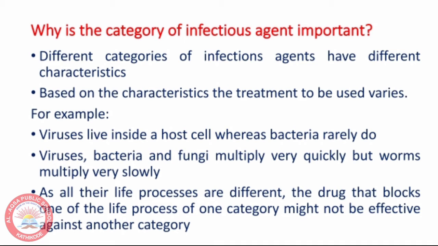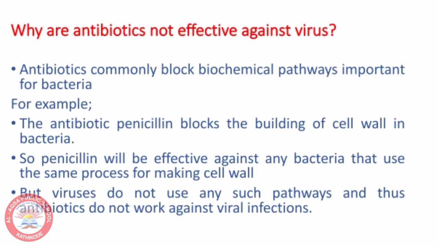As all their life processes are different, the drug that blocks one of the life processes of one category might not be effective against another category. This is the reason why antibiotics are not effective against viruses but are effective against bacteria. Antibiotics commonly block biochemical pathways important for bacteria. For example, the antibiotic penicillin blocks the building of the cell wall in bacteria.